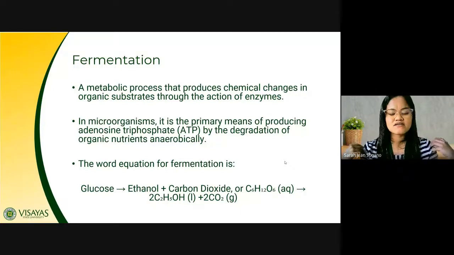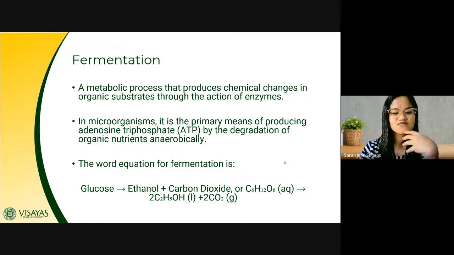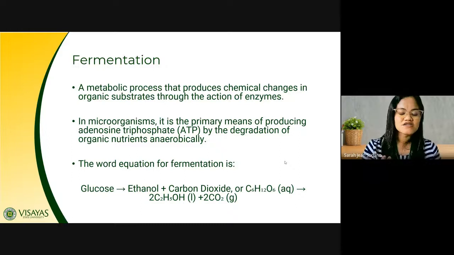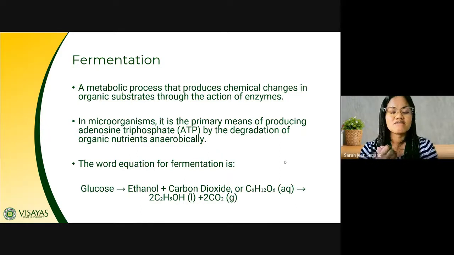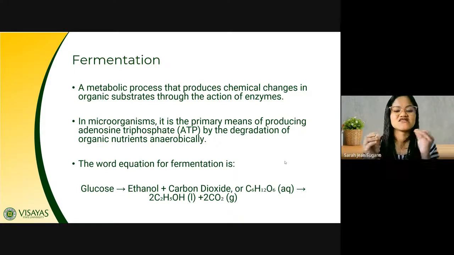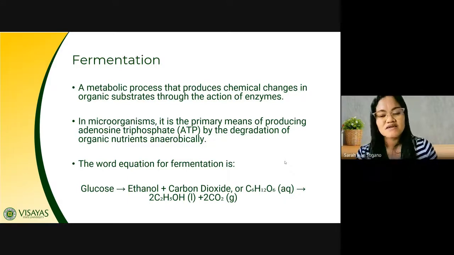So there is no chemical reaction involved, because the enzymes are the ones that are really taking place in order to produce that particular product by the microorganisms. In microorganisms, it is the primary means of producing adenosine triphosphate. So this is the energy. ATP is the specific energy that is needed by the microorganisms in order for them to grow.